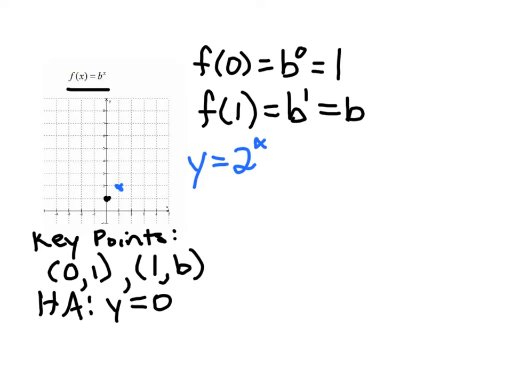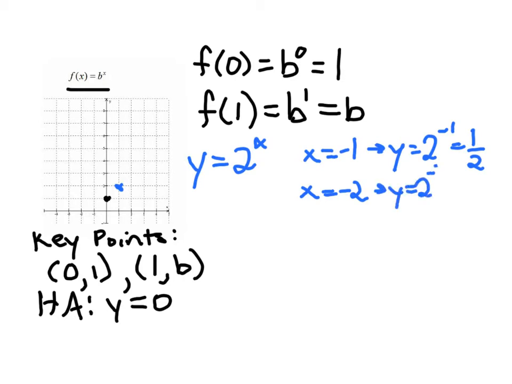The reason for that, if we think through what happens with, let's say, 2 to the x, let's stick with that specific example, when you plug in some negative values for x. So if x is -1, then your y value is 2 to the -1, which is 1/2. If x is -2, then the y value is 2 to the -2, so that's (1/2) squared, that's 1/4. If x is -3, then the y value is 2 to the -3. That's 1 over 2 cubed, which is 1 over 8.